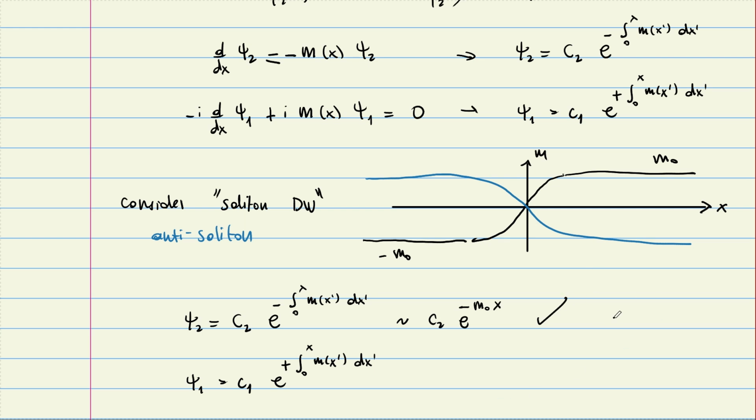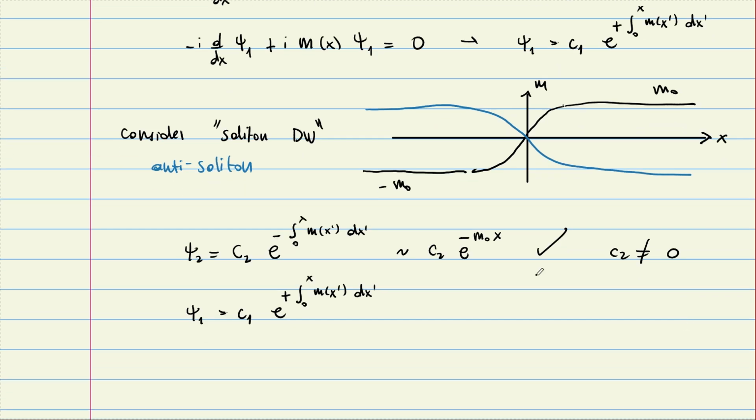So then c2 is allowed to be non-zero, whereas this one is going to be c1 times e to the m0x, and it blows up. Then we have to take c1 equal to 0, otherwise it's not a valid solution.